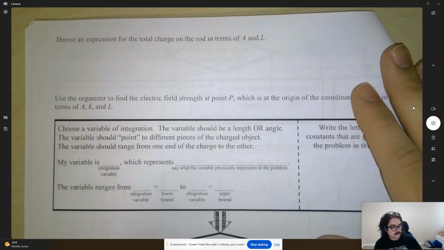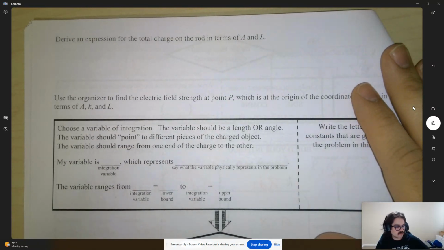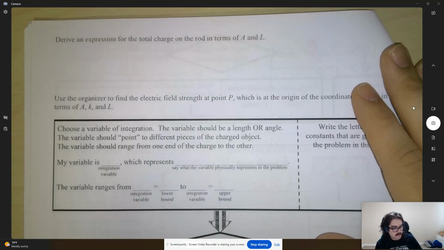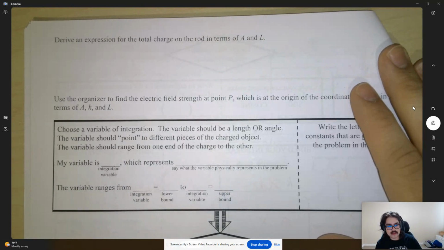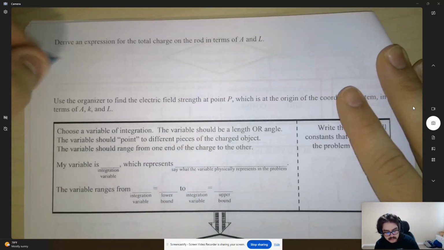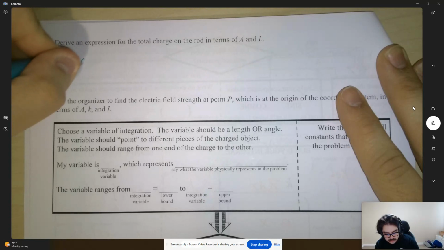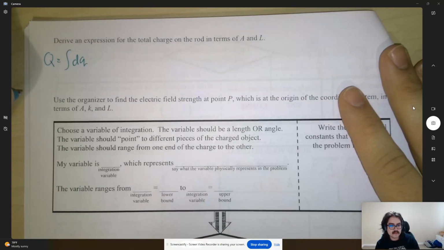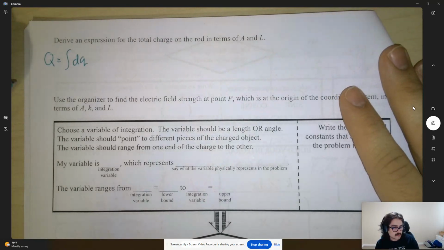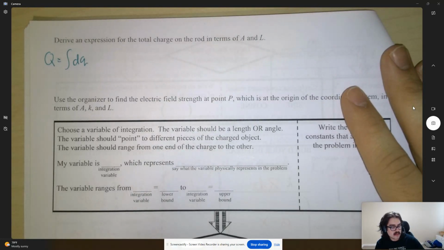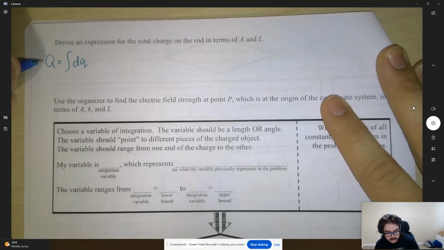Sorry. Okay. Derive an expression for the total charge on the rod in terms of A and L. In order to find the total charge on the rod, you actually have to integrate. So I can do Q is equal to the integral of dq. Now, what I can do here, and I'm going to do some kind of silly stuff, is I can multiply both sides by 1.